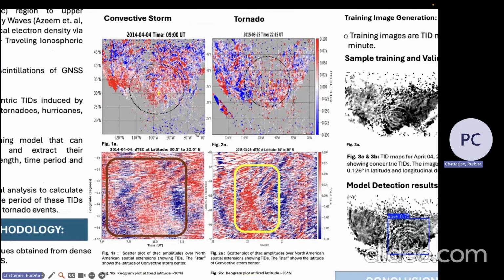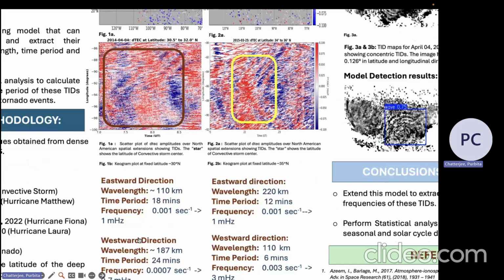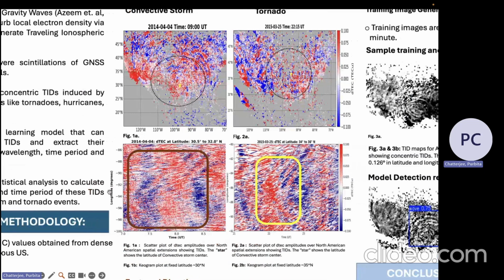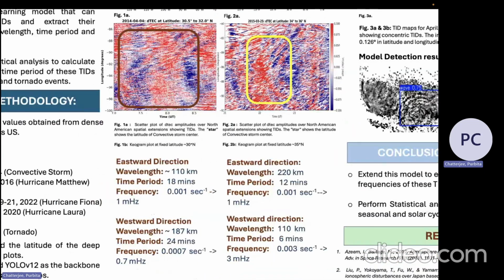Now, if we fix the latitude value of this deep convection storm and plot the DTEC values with longitude as well as time, what we get is the propagation characteristics of these TIDs. For this convective storm event of 4th April 2014, I have shown the eastward and westward directions of the TIDs here.